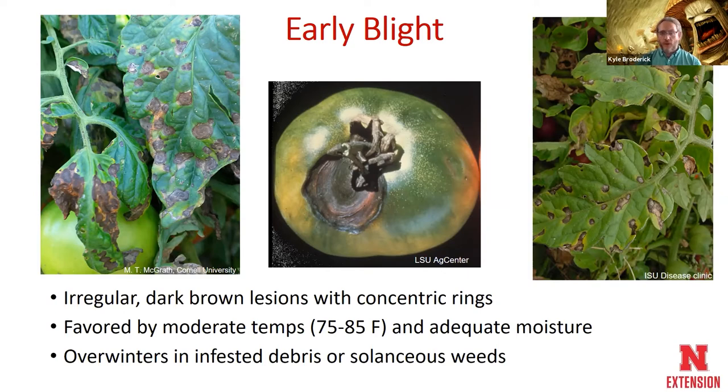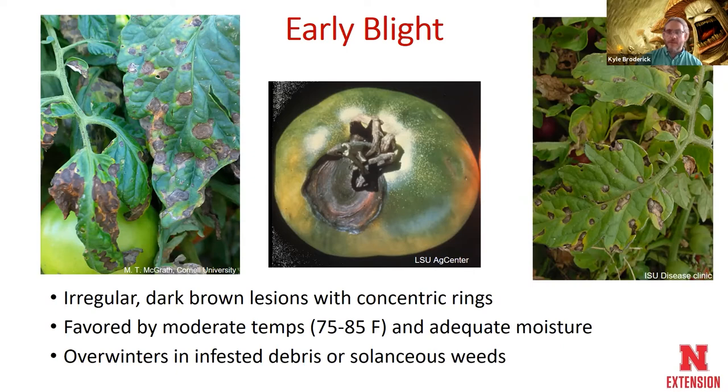With early blight of tomatoes, if you are seeing those concentric rings inside of the lesions, you can almost guarantee that you are dealing with early blight. Those rings are one of our diagnostic features. Now, this disease is favored by moderate temperatures, approximately 75 to 85 degrees, adequate moisture, and an adequate leaf wetness period. So the longer these leaves remain wet, the easier it will be for this fungus to cause infection.